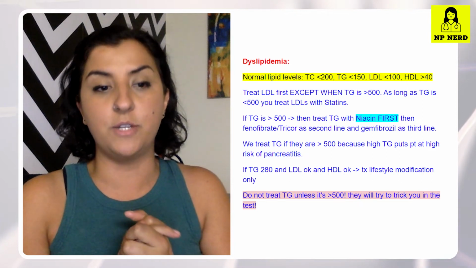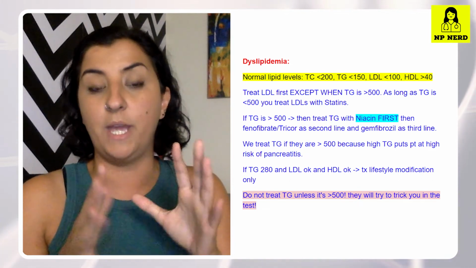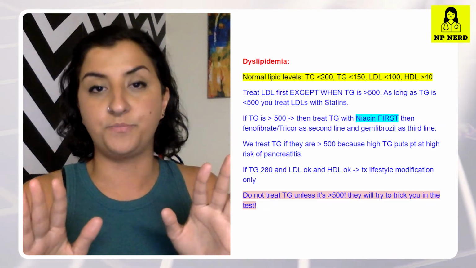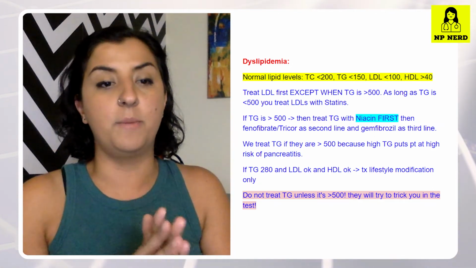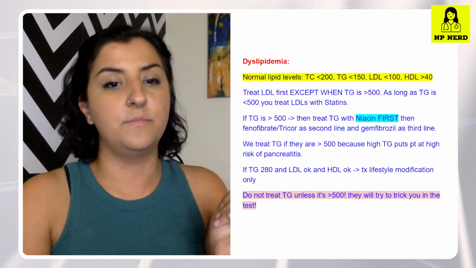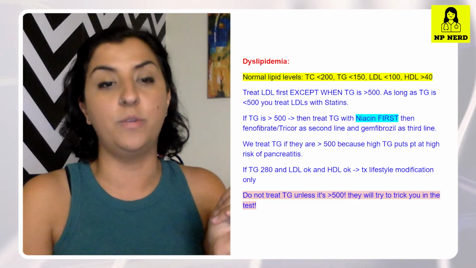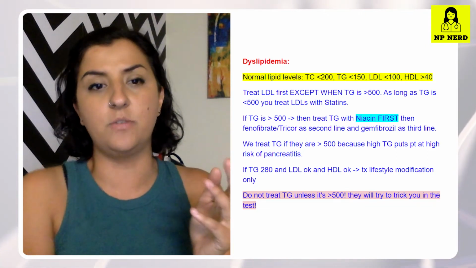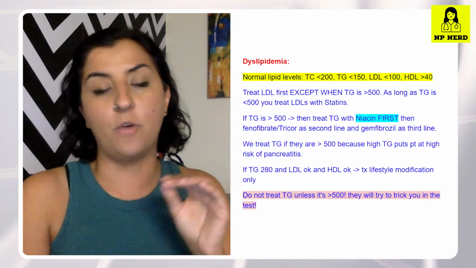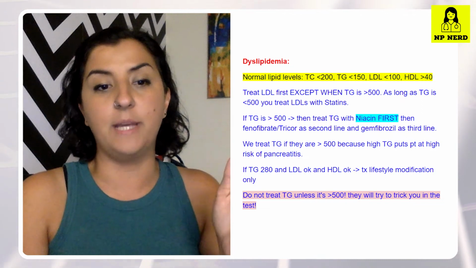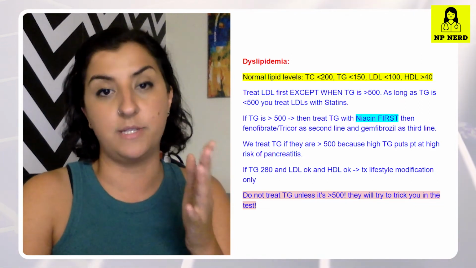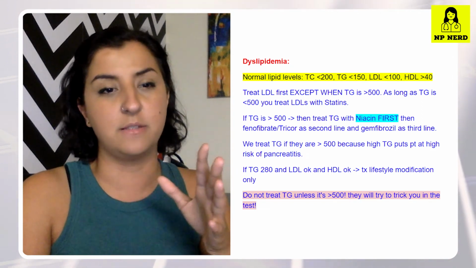If the triglyceride is 280 and the LDL is okay and the HDL is okay, then all you do is lifestyle modification. Okay. Remember, you don't treat TG if it's less than 500. So they will trick you on the test. They will try to say, oh, look, the triglyceride is high. No, if it's over 500, then you treat it, okay? If it's still high but not over 500, you focus on your LDLs and you treat your LDLs with statins. I hope that makes sense.